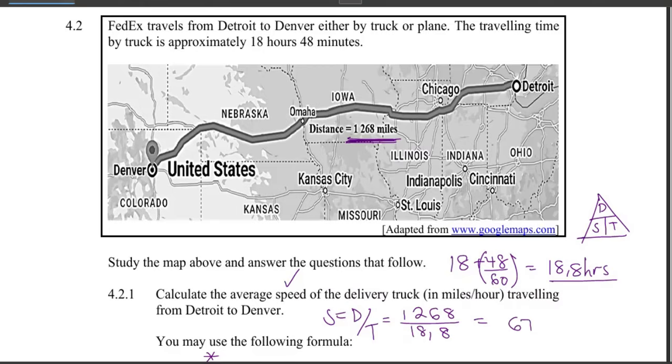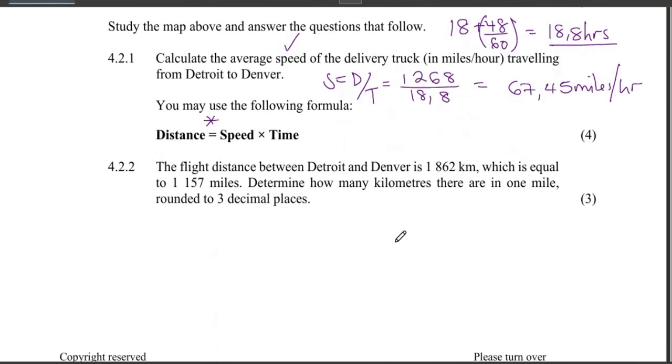And the answer became 67.45 miles per hour. Leave it like that. 4 marks. Okay. The flight distance between Detroit and Denver is 1,862 kilometers, which is equal to 1,157 miles. Determine how many kilometers are in 1 mile. Round off to 3 decimal.